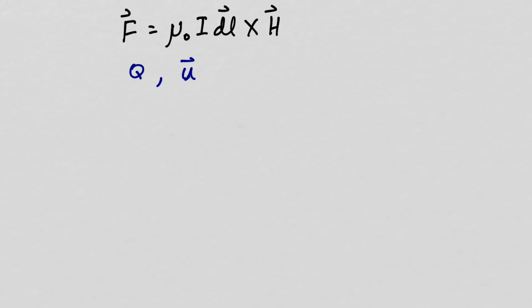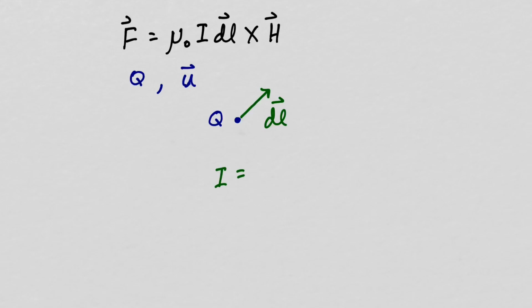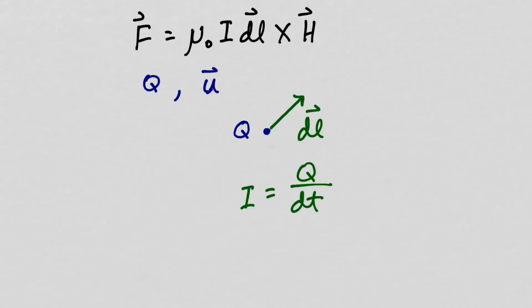Let's look at a charge Q moving with a velocity u. So every dt, the charge moves a distance dl. And so in the region of the charge, you can think of a current flowing as the charge at that location over the time dt. The velocity of the charge will be the differential length divided by the time dt.